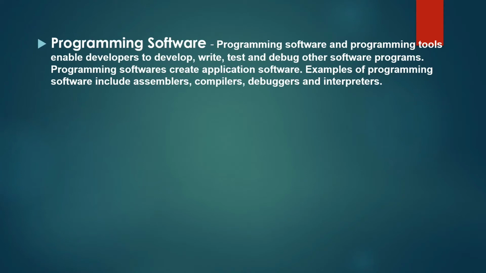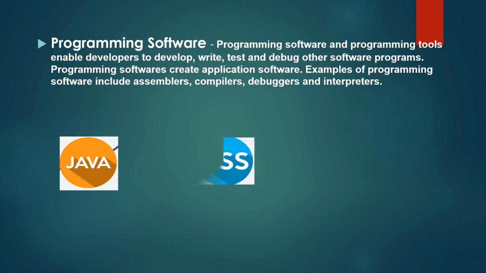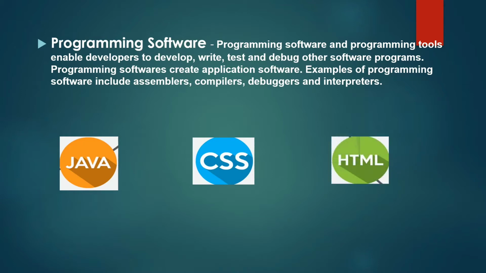Programming software and programming tools enable developers to develop, write, test, and debug other software programs. Programming software creates application software. Examples of programming software include assemblers, compilers, debuggers, and interpreters.